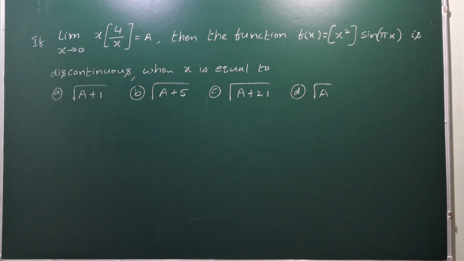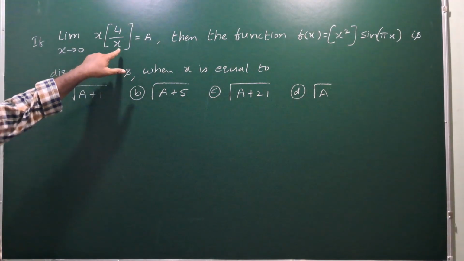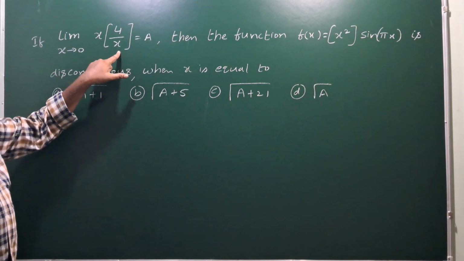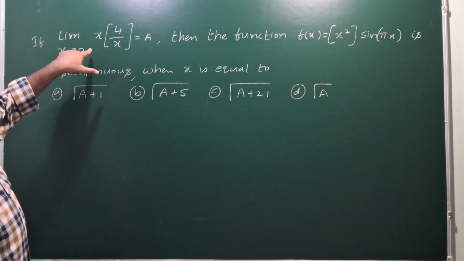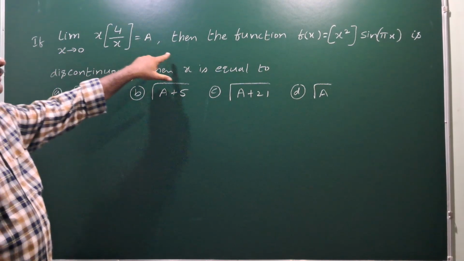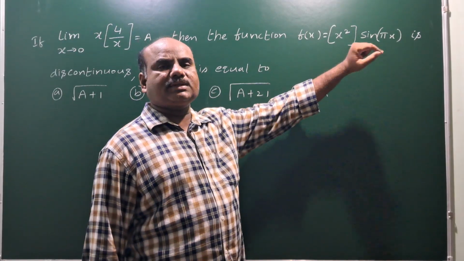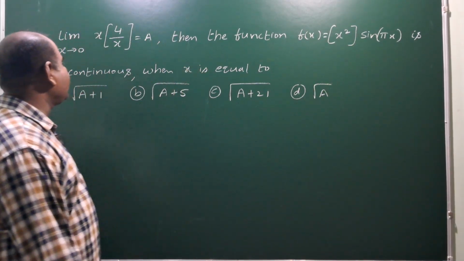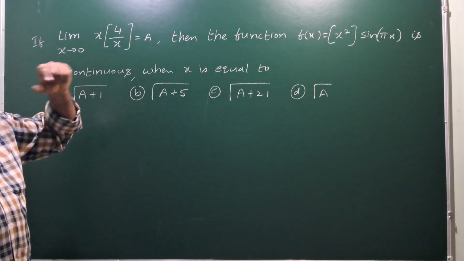Next, second problem. If the limit as x tends to 0 of x into the integral part of 4 by x is equal to a, then the function f(x) equal to the integral part of x square into sin pi x is discontinuous.